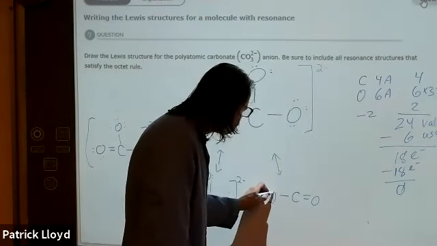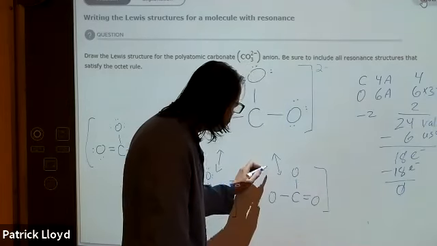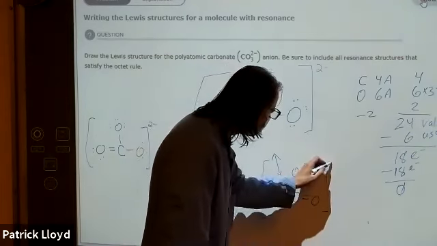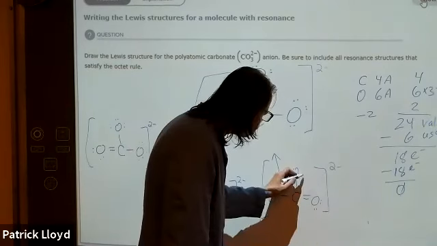Sometimes people will simplify it and just show the bonds and not the lone pairs. But be sure to put the lone pairs, because when you're learning this, they want to make sure that you know how to draw lone pairs.